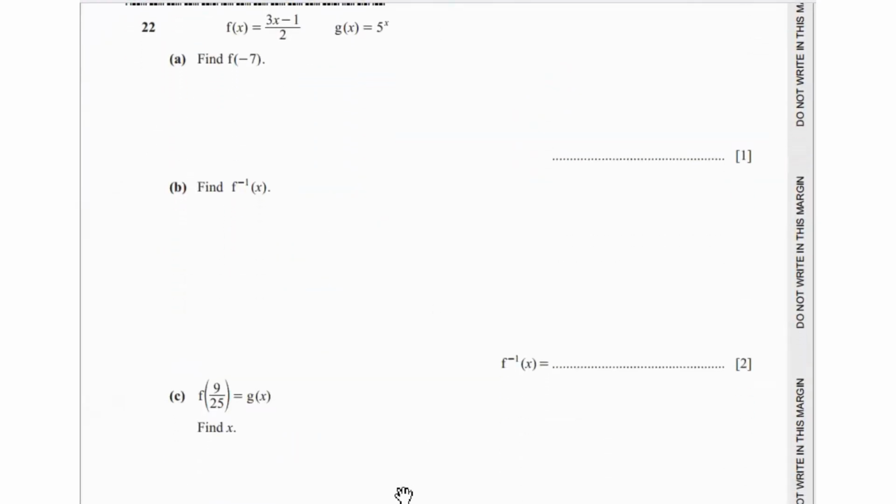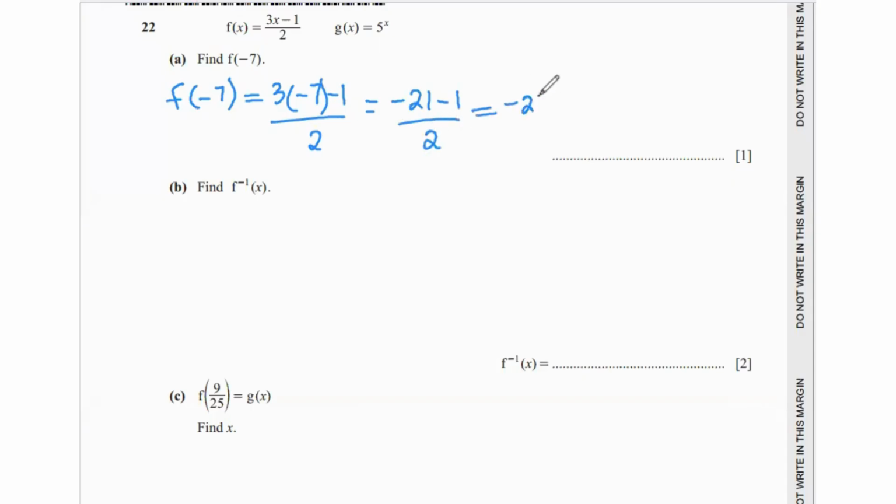Question 22 says the function f of x is given as 3x minus 1 over 2 and g of x is given as 5 to the power of x. Find f of -7. So we just put -7 in the function. So replace x with -7. 3 times -7 is -21. -21 minus 1 is -22. So -22 over 2 is -11. That's your answer.